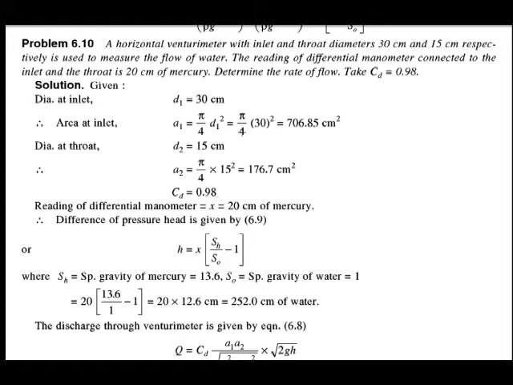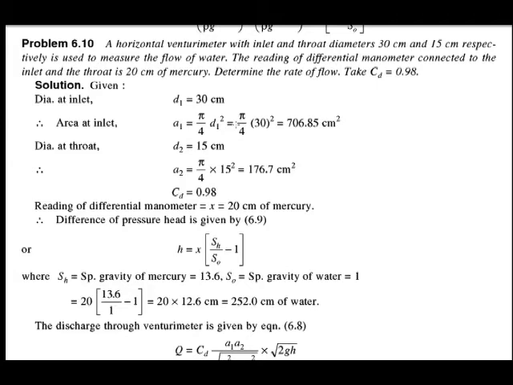They have also given the reading of the differential manometer connected to the inlet and the throat, equal to 20 centimeter of mercury. So the value of X is 20 centimeter of mercury. This is the data they have given in the example. We have to calculate the flow through the pipe, the rate of flow, means the value of Q we have to find out.